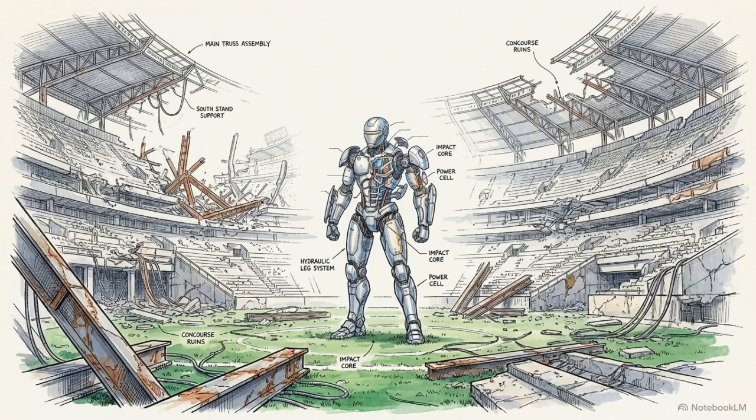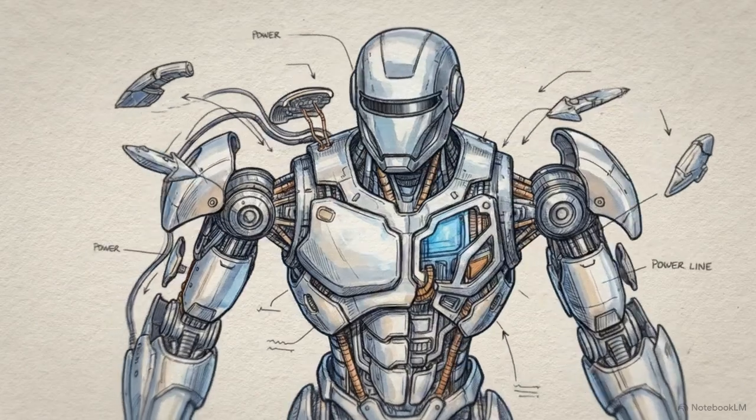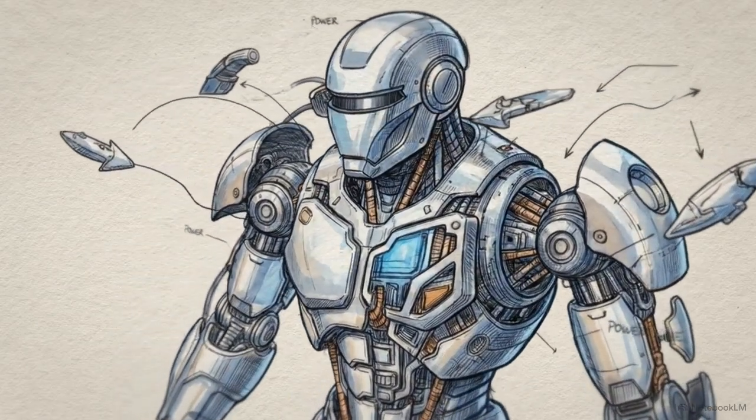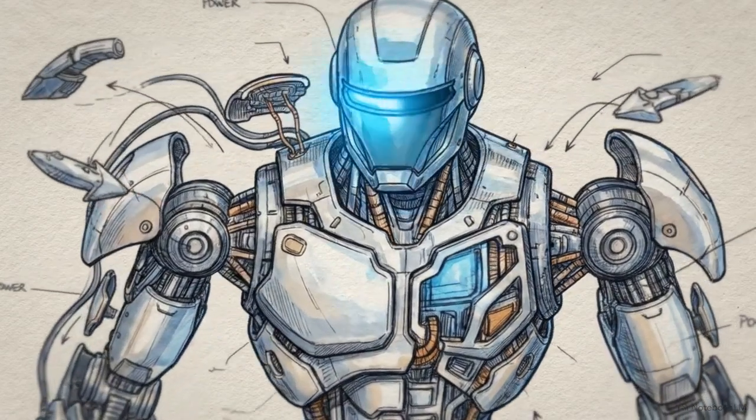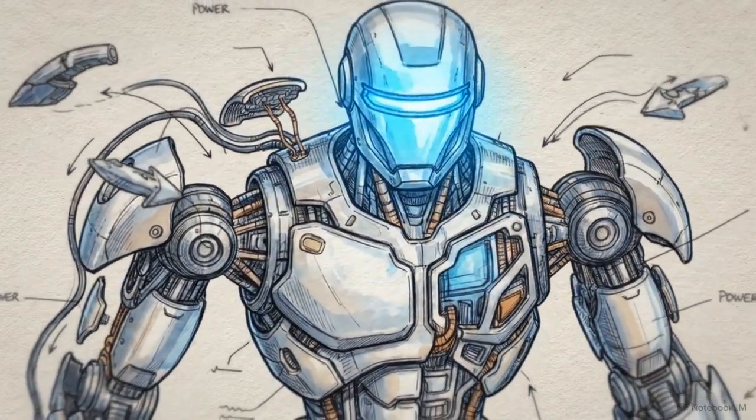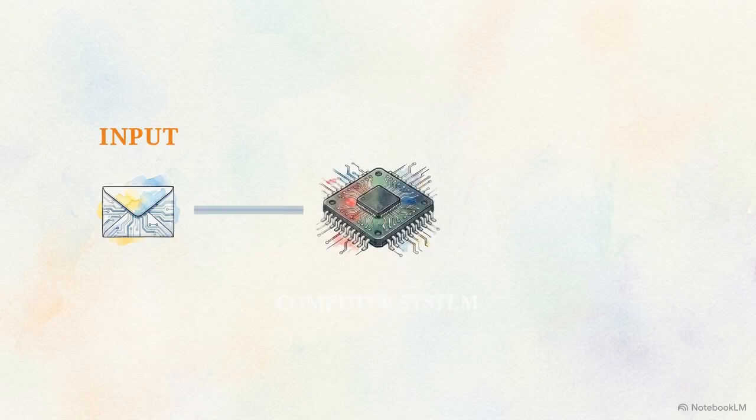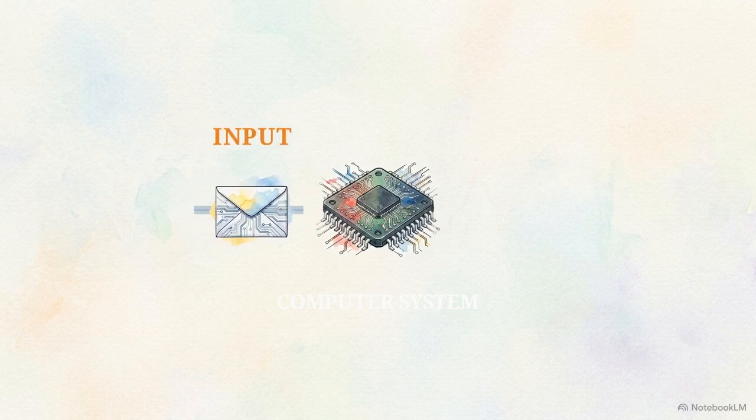Imagine stepping onto a football pitch, and waiting at the center is a 10-foot-tall metal striker. It has the strongest mechanical legs ever built. But right now, it is completely frozen. It needs a signal to wake up. That signal is what we call an input. An input is simply a piece of information or a specific command that you give to a computer system so it knows what to do.